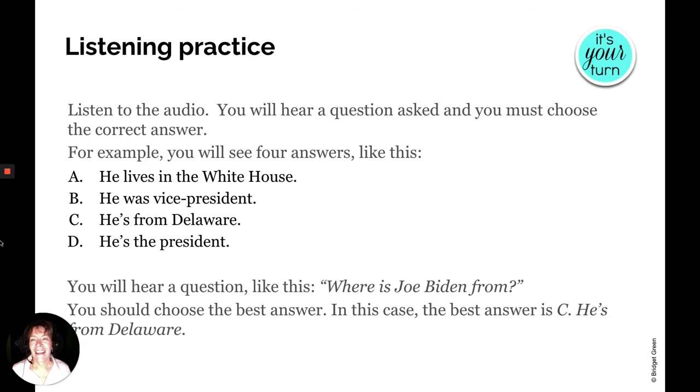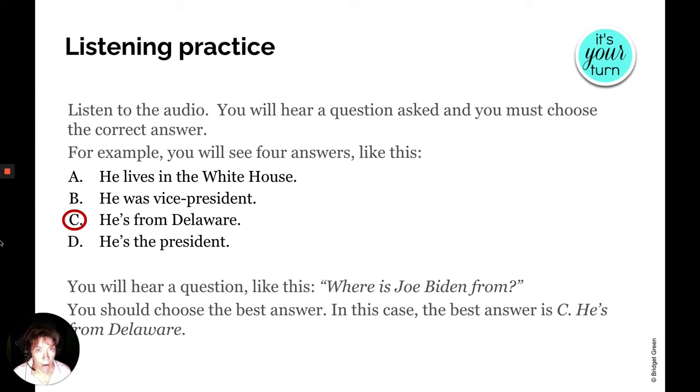Okay. Right, now we're going to have some listening practice. You're going to listen to an audio and you will hear a question asked. You have to choose the correct answer. For example, you'll see 4 answers like this. He lives in the White House. He was vice president. He's from Delaware. He's the president. You will hear a question. You won't see it. You will just hear it. Like this. Where is Joe Biden from? You should choose the best answer. In this case, the best answer is C.